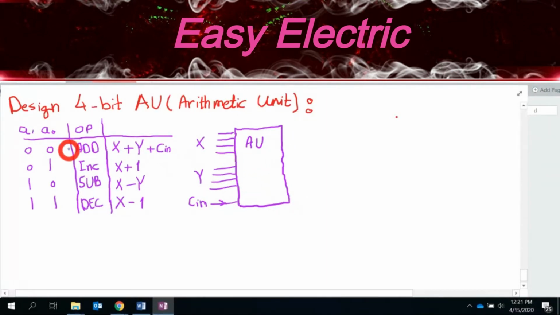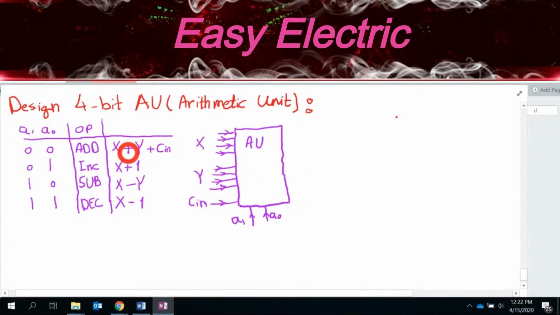Another thing I forgot, we need more inputs. X, Y, C in. How about this? We need two address bits, which tell us what the unit should do, right? So these are inputs. I need A1 and I need A0, right? Depending on what I put here, it does X plus Y, X minus Y, X plus 1, or X minus 1, right? So how many outputs do I need here? Definitely all of these are inputs, right? How many outputs do we need?